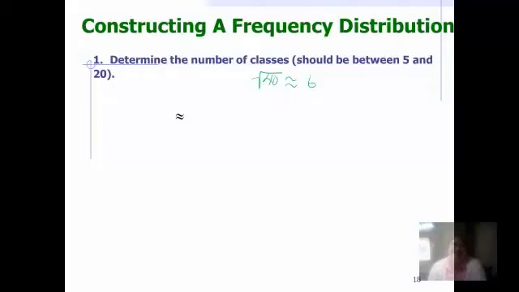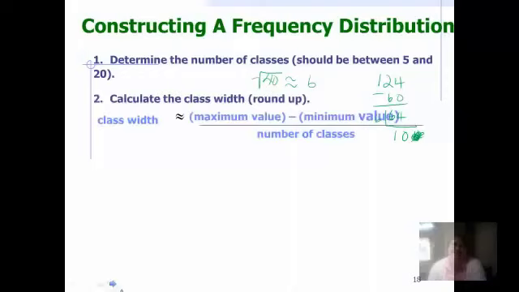Our data went from 60 to 124, so 64 is going to be our difference. 64 divided by 6 is going to be about 10. So 10 is going to be a really good interval for our classes. So let's look at this and let's go on.